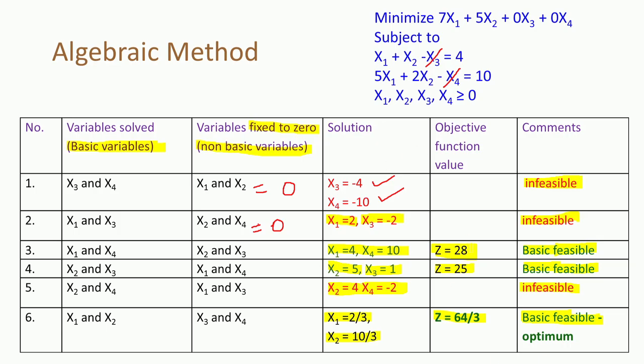Now, out of the 3 solutions which are basic feasible, the one that has the lowest value, minimizing the objective function, the one that has the lowest value is optimum, it is the best solution. So, the solution 2 by 3 comma 10 by 3 is optimum to the minimization linear programming problem. In the next class, we will see some more aspects of the algebraic method and we will try to relate the algebraic method to the graphical method.